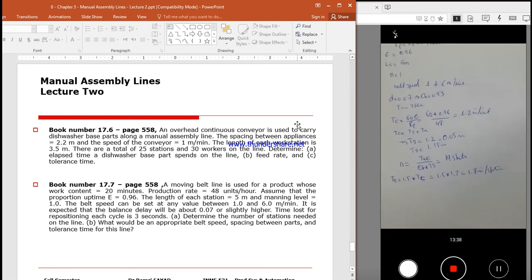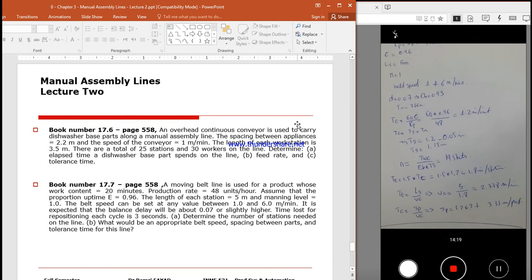We have 1.8 minutes per station, and we know that TT equals LS divided by VC. So VC equals LS, which is 5, divided by 1.8. This is 2.778 meters per minute. I need to remind you that the speed can be anything between 1 and 6 meters per minute. So we calculate that TC equals SP divided by VC, so SP equals 1.2 times 2.778, which is 3.33 meters per part.